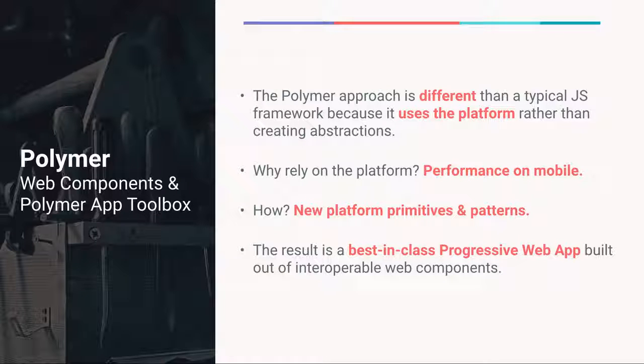So in summary, the Polymer project's approach to modern web development is different. It's different than that of a typical JavaScript framework. Because it uses the platform. It uses what's already there in users' browsers rather than creating massive abstractions on top. And why is it important to use the platform? For performance on mobile. And thanks to these new powerful web platform primitives, this is finally possible as web developers to create these kinds of engaging, immersive app-like experiences on the mobile web. And so the result of using the platform is a first-class progressive web app built out of interoperable web components.